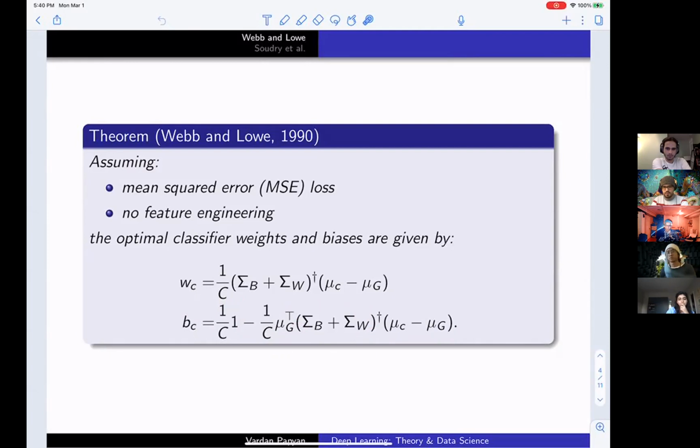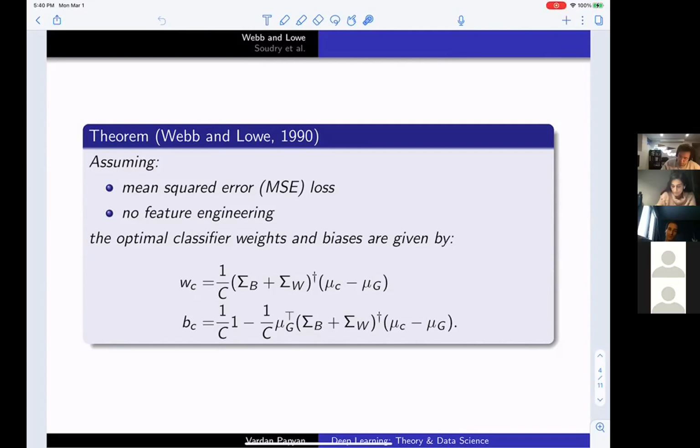Now, one could ask themselves, what is the relation between this result by Webb and Lowe and neural collapse? Can one ask themselves that? One can. And does anyone have any ideas? What is the relation? Is there a relation?